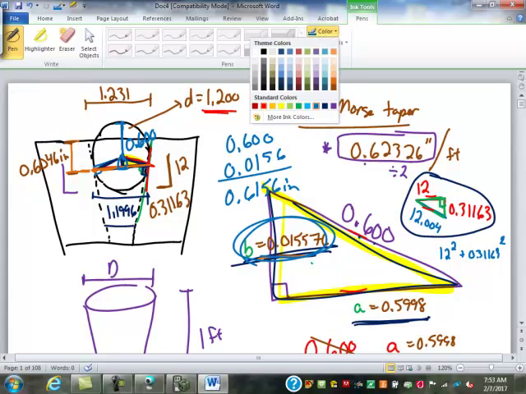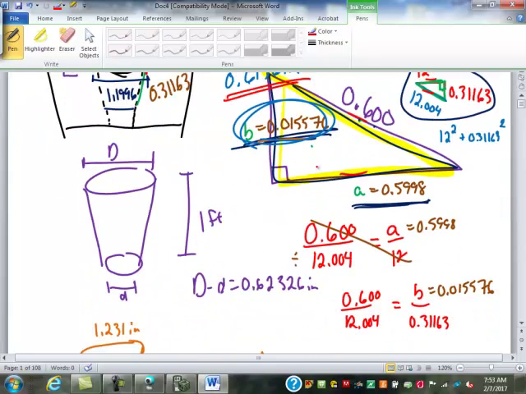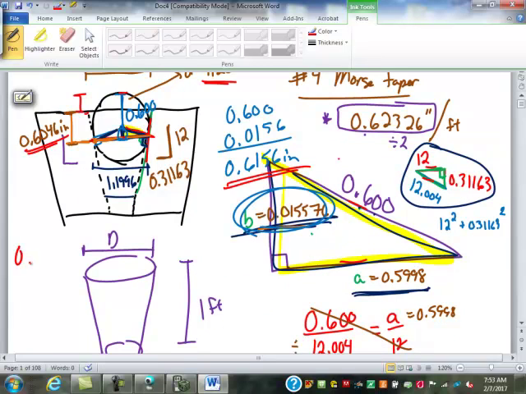So the amount the ball is sticking up above the block is just the difference in those two dimensions, right? From that spot to the top of the block is this. From that spot to the top of the ball is this. So you subtract 0.6156 minus 0.6046 is 0.0110 inches.